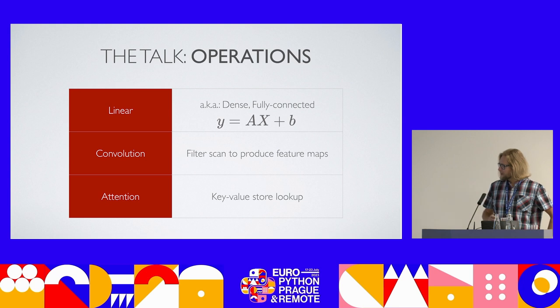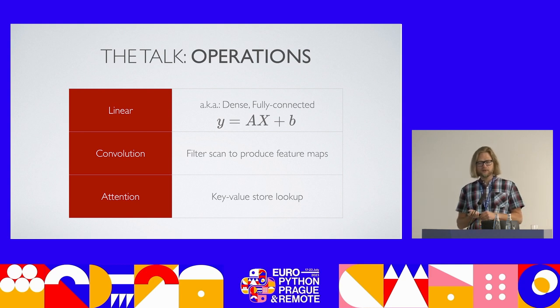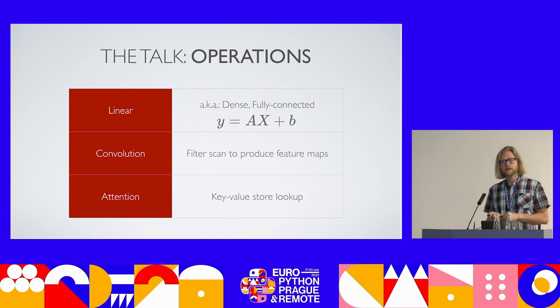So the linear layer, convolution layer, and attention. The linear one is also sometimes called the fully connected layer or a dense layer. It's a simple, compared to the others, transformation of inputs to outputs. You can boil it down to a simple equation of AX plus B, where A is the weights learned for a given layer, and B are the biases. So it's a relatively simple operation.